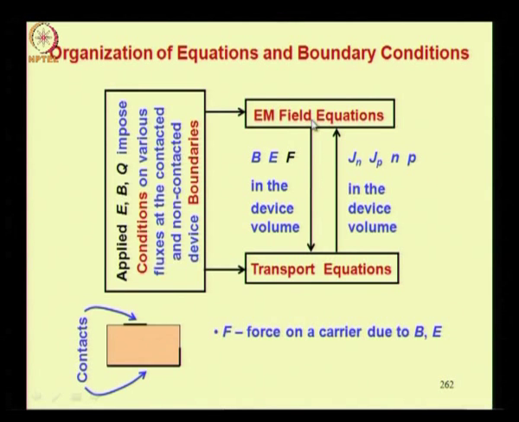Now that is why these two sets of equations, the electromagnetic field equations and transport equations, are coupled to each other. To solve these equations you need the boundary conditions. So the applied electric field, magnetic flux and heat flux impose conditions on the various fluxes at the contacted and non-contacted device boundaries. So here is an example showing the various boundaries. You have one contact here and other contact at this end, and you have the remaining boundary as non-contacted boundary.